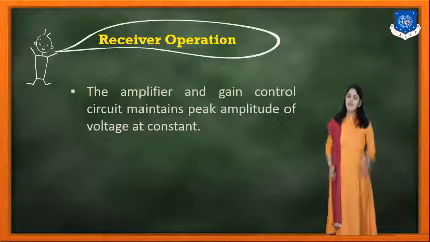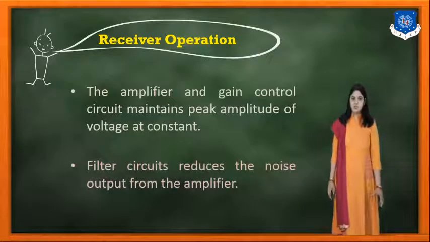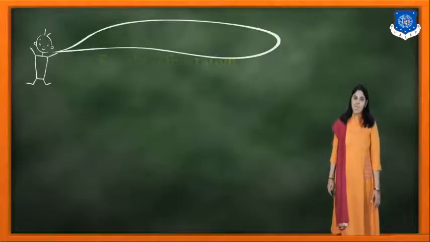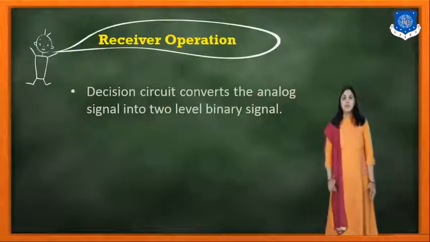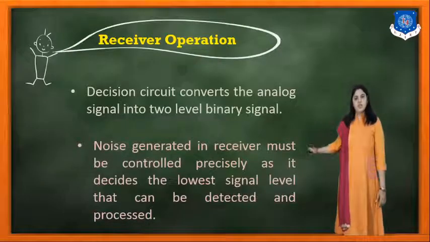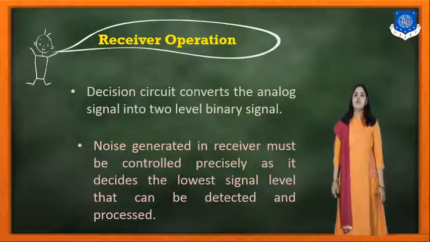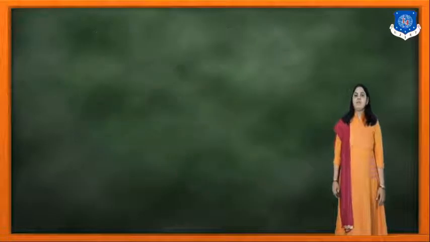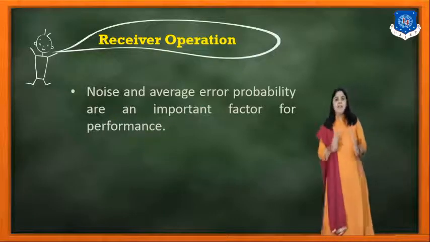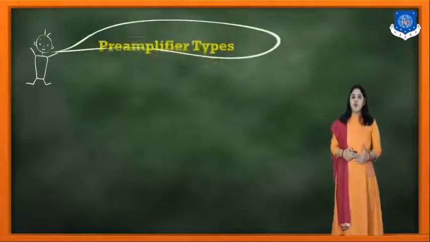The amplifier and gain control circuit make the peak amplitude of the voltage constant. Filter circuits reduce the noise output from the amplifier. The decision circuit converts the analog signal into a two-level binary signal. Noise generated in the receiver must be controlled precisely, as it decides the lowest signal level that can be detected and processed. Noise and the average error probability are important factors for the performance.